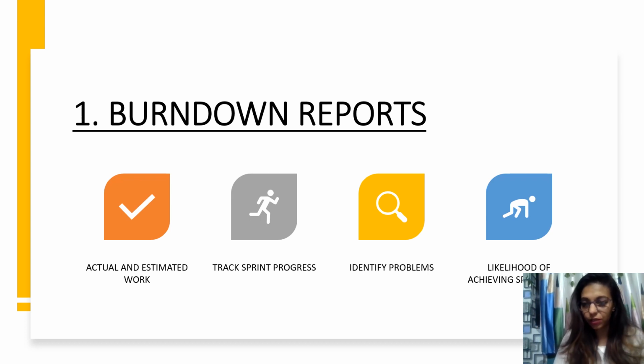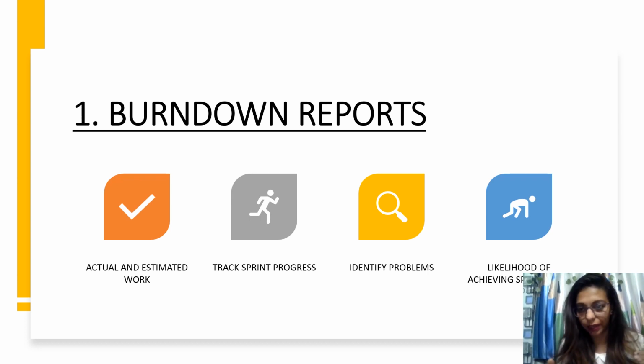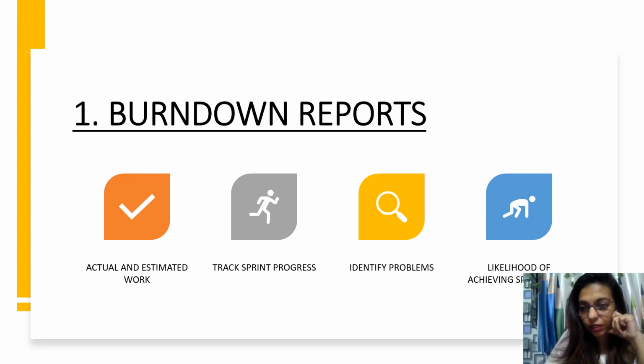We can identify problems if there is an issue which is taking more time. So we come to know that it is taking more time, and we have to find what is the impediment or obstacle for that particular issue. Then, is it likely to achieve the sprint goal? Are we able to achieve that sprint goal, or will some stories be left which will not be covered? All these can be measured with the help of burn down reports.